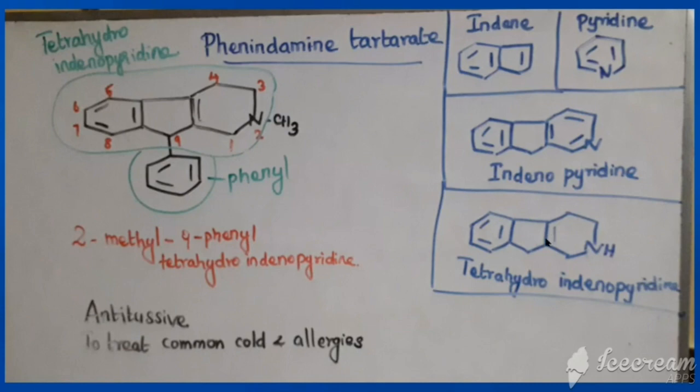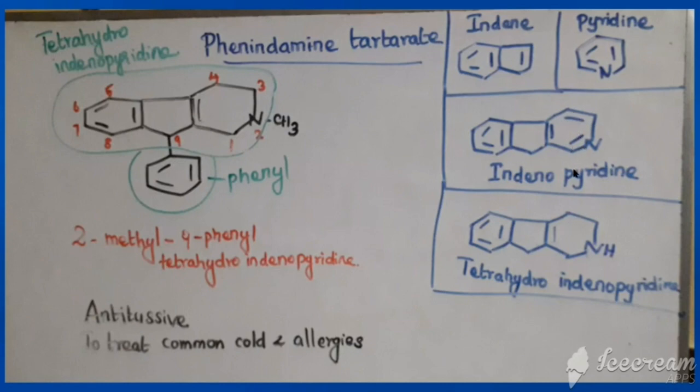So look at this structure. Here, while comparing the structure of this one with indenopyridine, 2 bonds are left. That's why it can be called tetrahydroindenopyridine. So what is meant by tetrahydro? If one bond is left, we have to add two hydrogens. Here we are not having two bonds. So for a bond, two hydrogens.